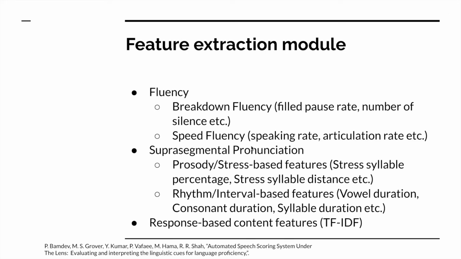In the feature extraction module, we extract 5 types of features. First, fluency, which can be broken down into breakdown fluency and speed fluency. Breakdown fluency deals with different aspects of pauses, so things like filled pause rate, number of silences, etc. are part of this subcategory. Speed fluency deals with the speed of delivery, so things like speaking rate, articulation rate, etc. are part of this subcategory.